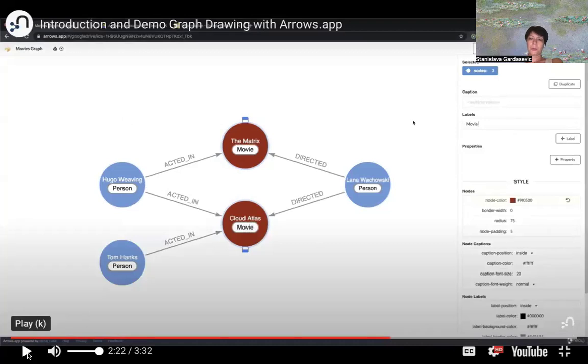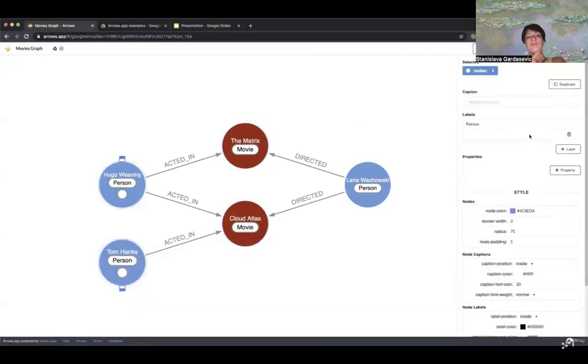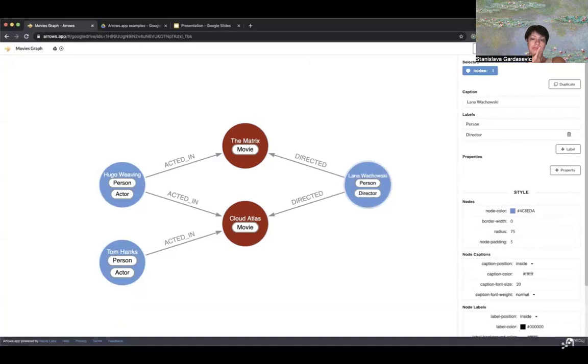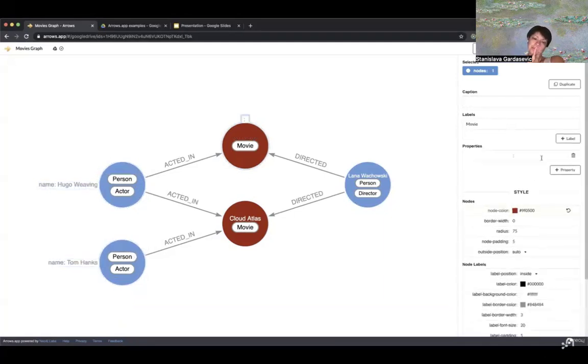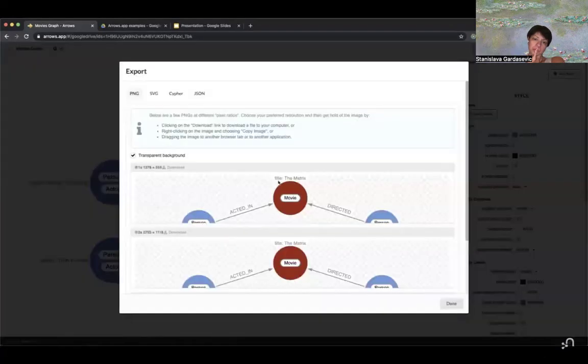In ontology, this would be a class. They get the Movie label. We can even have multiple labels per node, just like you can in Neo4j. So the actors get the Actor label, and the director gets a Director label. Now let's think about these captions. They're not really part of a graph model. They're very convenient, but let's turn them into properties instead. So here we've got the name and the title properties.